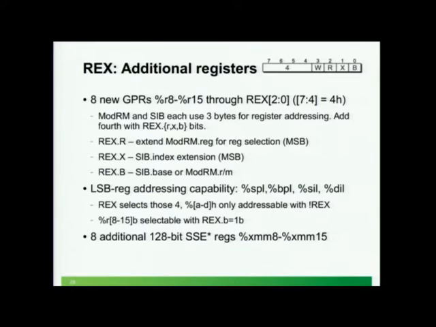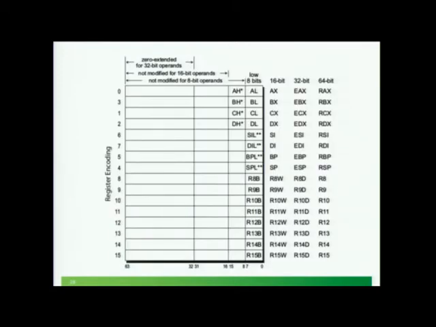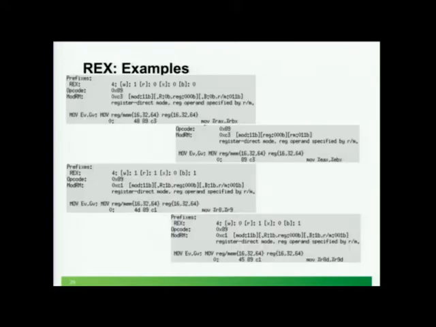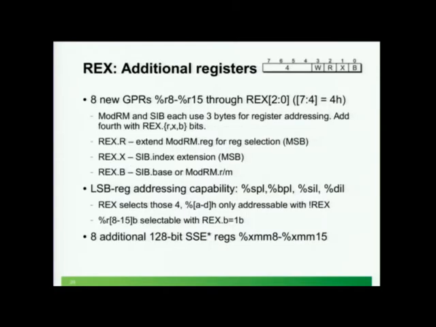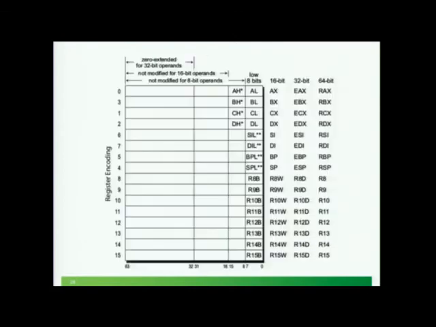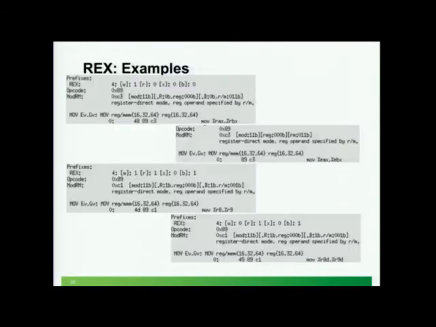So, for example, you can address the lower 8 bits of every register with 64 bits. You weren't able to address those before without it. And this is part of the extension. What else? Oh yeah, and also they added the XMM, the SSE registers, an additional 8, XMM8 to 15.